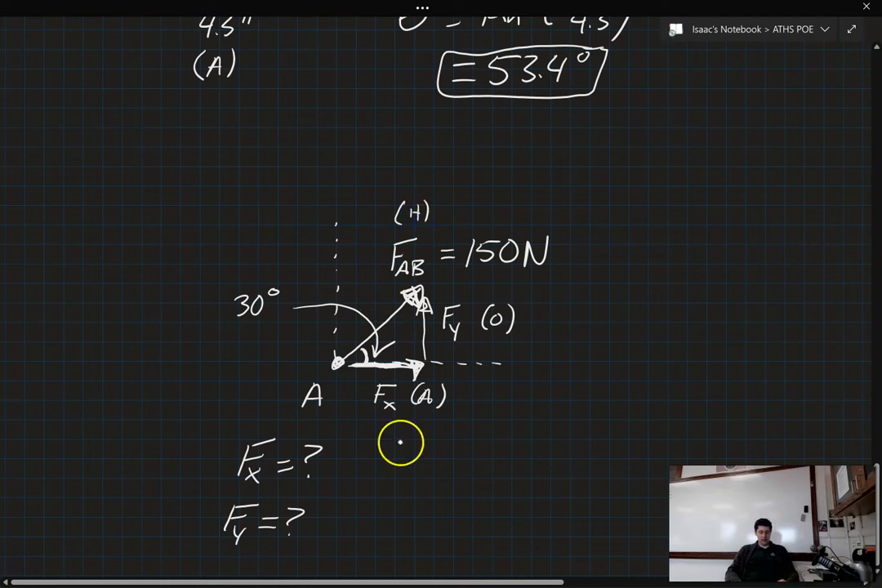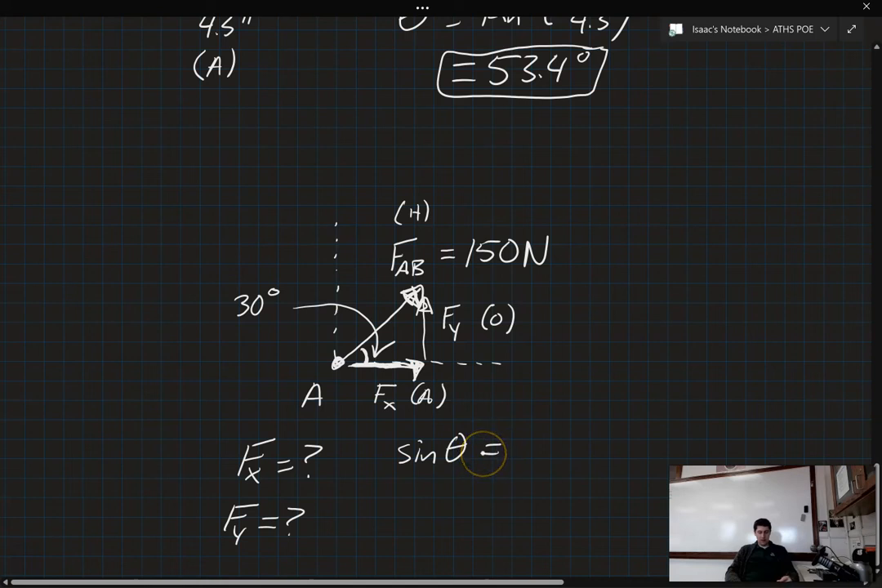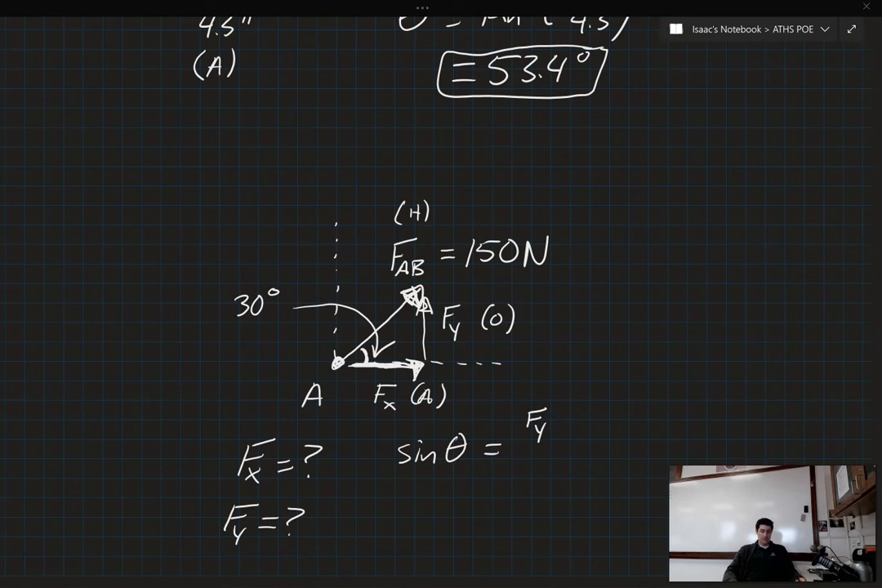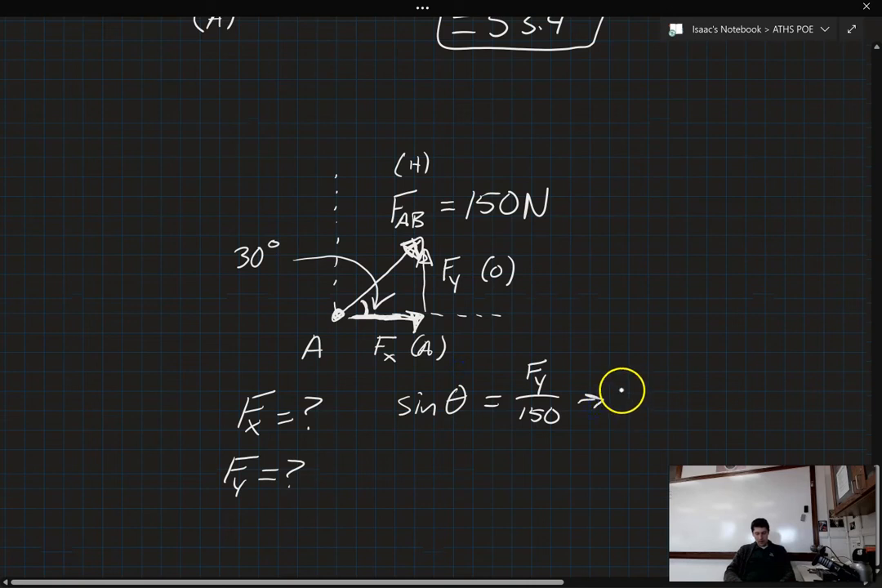So if that's the case, then I could make two equations. For y, I would want to use sine, because I know the hypotenuse, that's the Fab, and y is the opposite. So sine of theta is equal to opposite, which would be Fy. Sorry about that, the bell went off. Anyway, it would be Fy divided by 150, or my Fab. Solving for Fy, that would give me Fy is equal to 150 times the sine of theta. So that's how I calculate my y force.